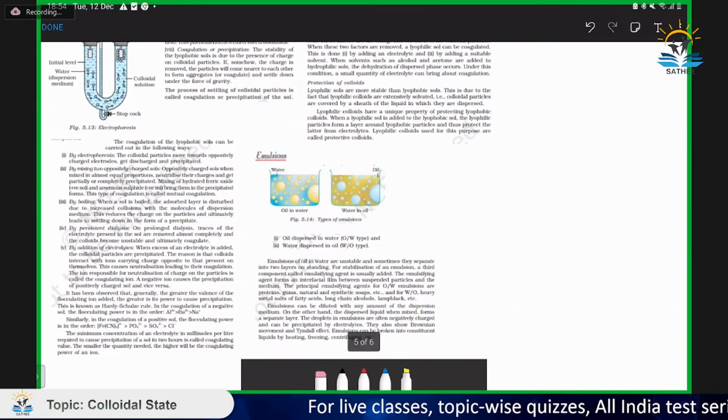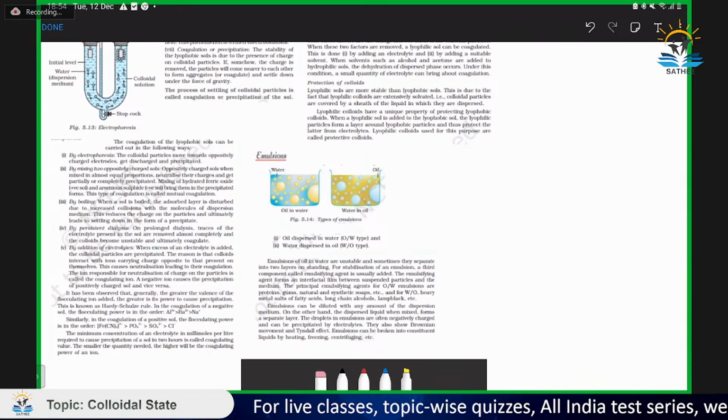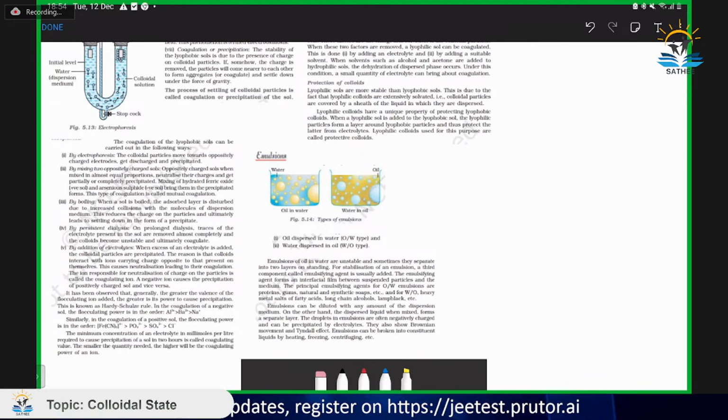By addition of electrolytes. Basically, if you add electrolyte, your layers would be broken down again. The layers go and again your colloid would break down. And in the addition of electrolytes, there is an important point, hence an important question here. It has been observed that generally the greater the valence of the flocculating. Okay, this electrolyte addition method is also called flocculation.